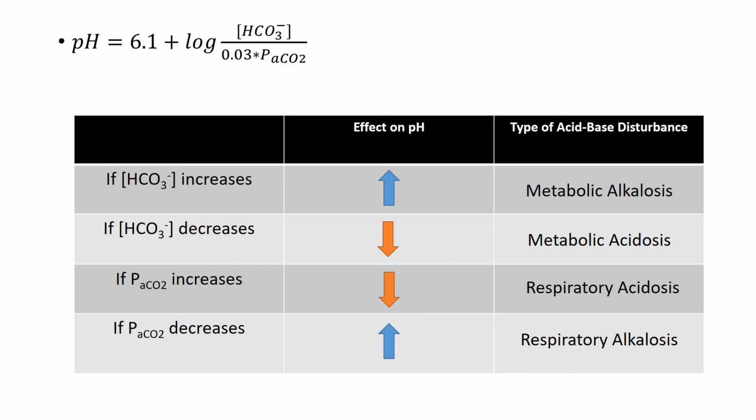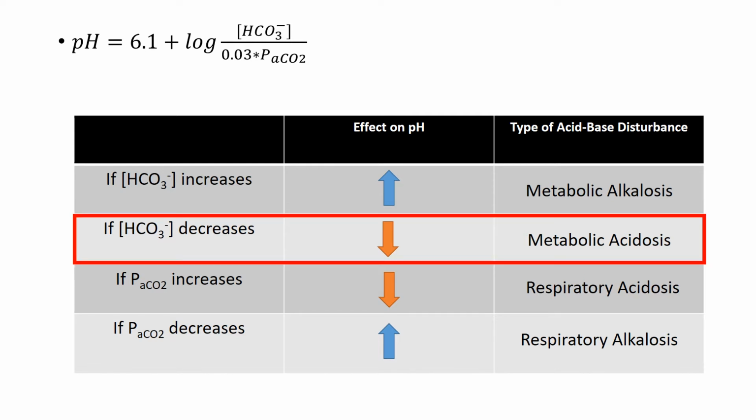At the top you'll see the equation that relates the concentration of bicarb and the partial pressure of CO2 to the pH in the blood. That's our Henderson-Hasselbalch equation. And in the table you'll see the four major kinds of acid-base disturbances we discussed in the last video. Today we will focus on metabolic acidosis, where the bicarb is decreased.